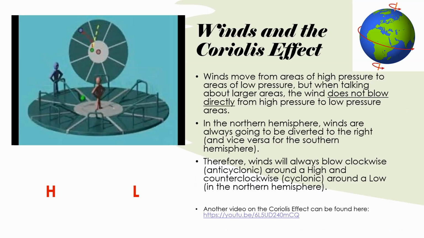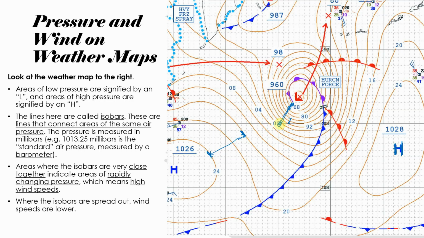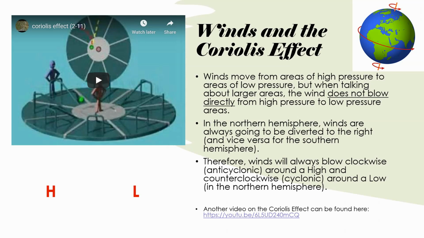Now, when I'm drawing this here, I'm showing the wind going in this direction, but that's not exactly the whole story. It's not just going to go directly from high pressure directly into the low pressure area. It is going to take some different route, and that's because the Earth itself is spinning. So winds will move from high pressure to low pressure, but when we're talking about larger areas, it doesn't blow directly from high to low.